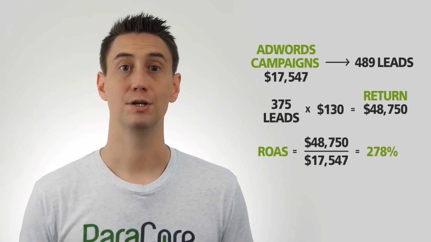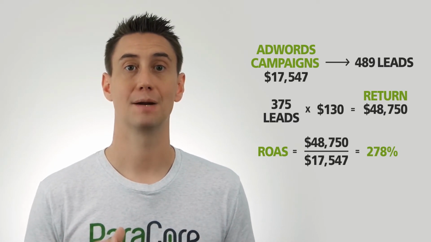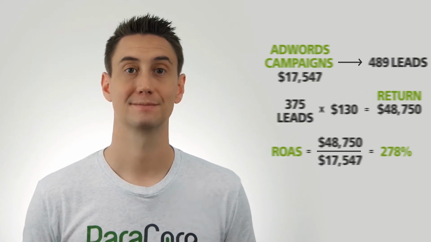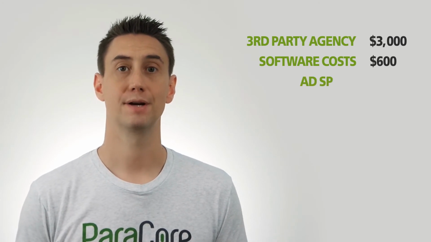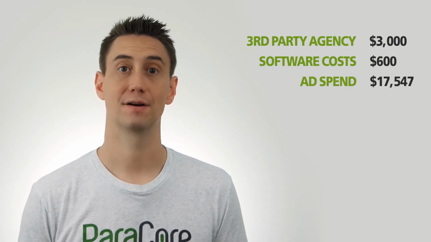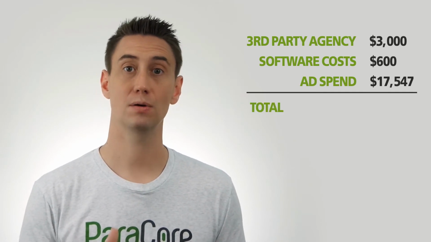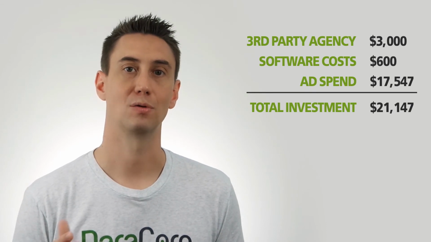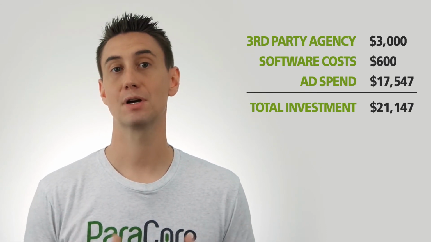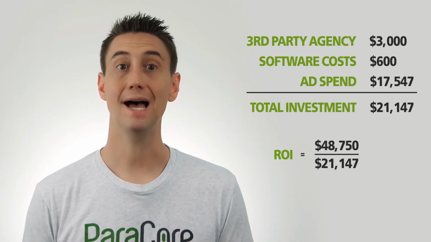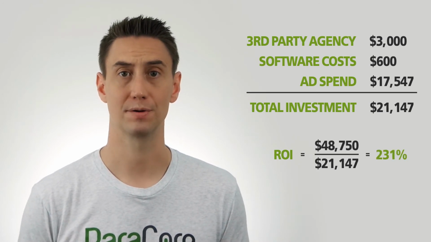This is a great starting metric, but you might want to get deeper into the numbers and look at a more comprehensive return on investment. In the same scenario, you might have an agency running your ads and they cost $3,000 per month in management fees. You also have software costs that total an additional $600 per month. Now your investment is your ad spend of $17,547 plus $3,600 in additional costs, totaling $21,147. Using the same equation, return divided by investment, we now get an ROI of 231%.